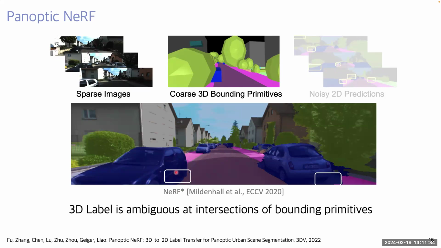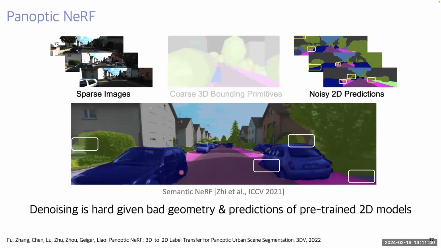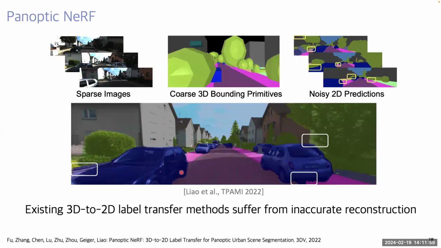And in that case, it's hard to really tell which label it really is. So that also leads to artifacts. And if you simply use the 2D annotations like Semantic NeRF did, we also observe that denoising the 2D predictions is very hard, given the bad geometry, as well as the predictions themselves being very noisy.